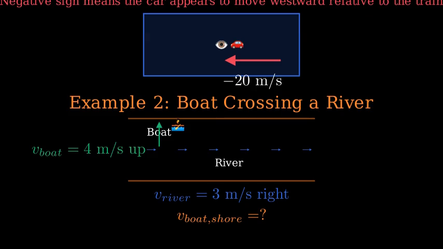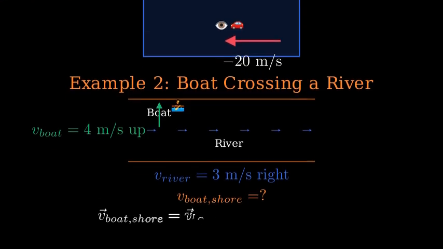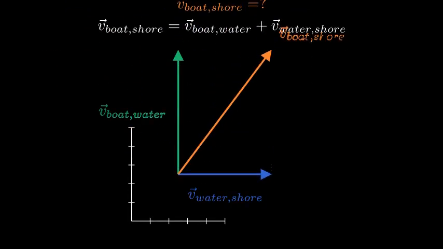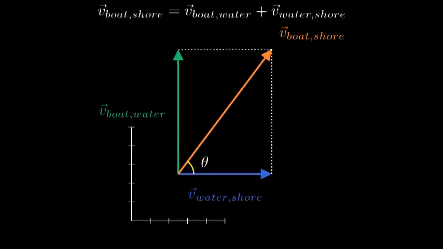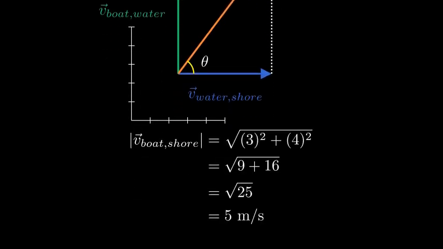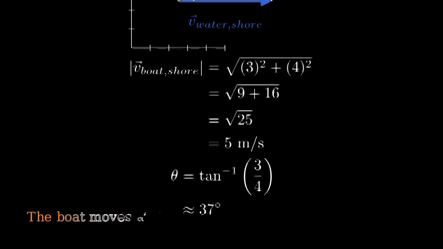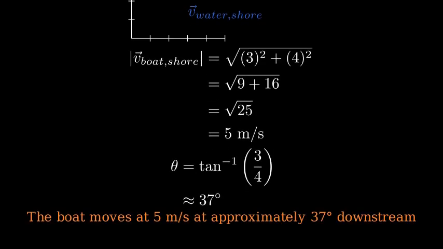This is a perfect example of vector addition. The boat's actual velocity relative to the shore is the vector sum of the boat's velocity relative to the water and the water's velocity relative to the shore. We can represent this graphically with vectors. Using the Pythagorean theorem, the magnitude of the resultant velocity is square root of 4 squared plus 3 squared, which equals 5 meters per second, and the direction is at an angle theta, where theta equals the inverse tangent of 3 over 4, which is approximately 37 degrees downstream from the perpendicular.